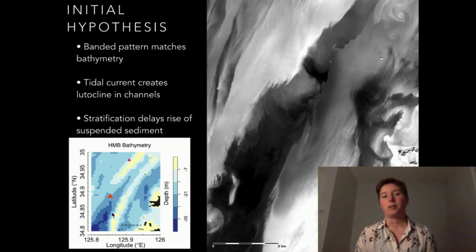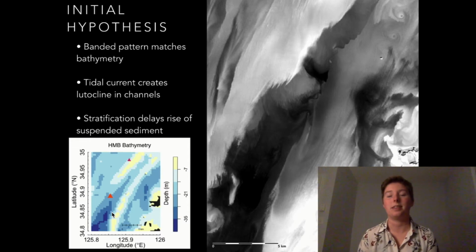We believe that the tidal currents are actually creating a lutocline, or a density gradient, in the channels, and that this stratification that's happening when the tidal current is moving quickly causes a delay in the rise of suspended sediment on the scale of hours.